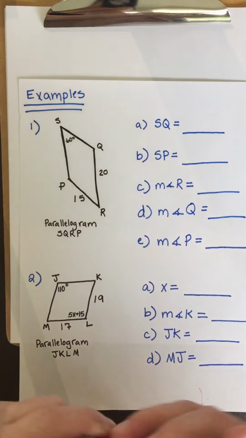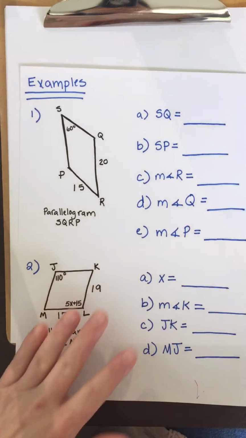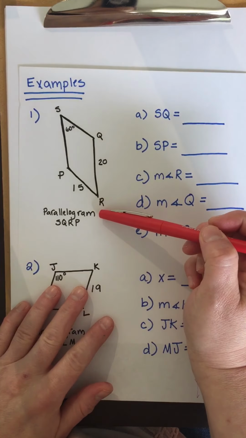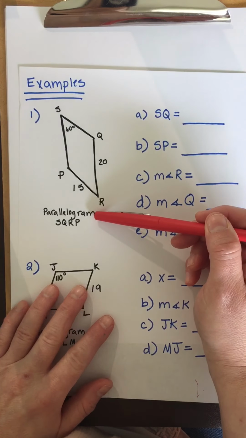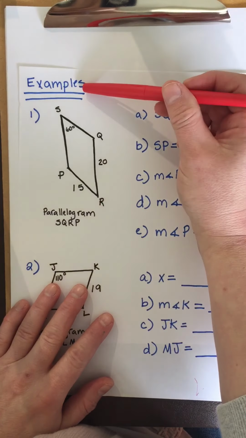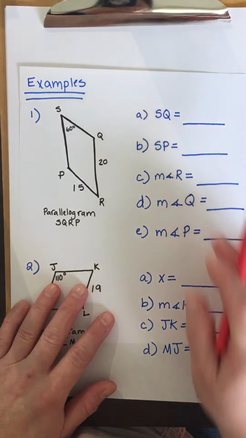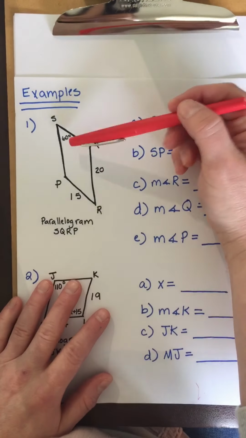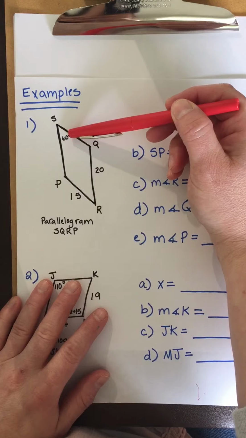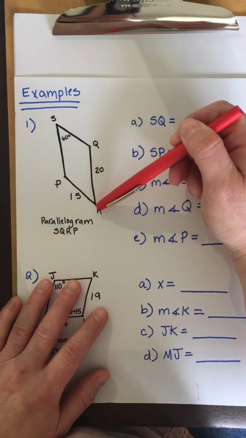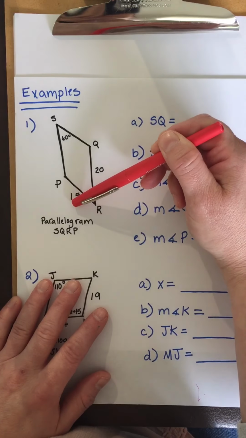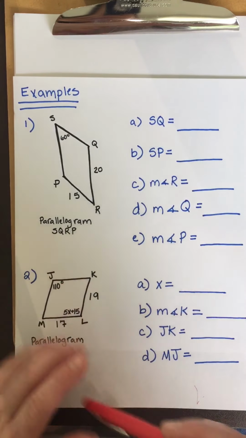All right, so let's look at this first one. It says that this is a parallelogram. I either need to see that the sides are parallel, or I need to see the word parallelogram, or it needs to be in the directions that it's a parallelogram, okay? They give us that angle S is 60 degrees, that QR, the length from here to here, is 20, and the length from here to here, PR, is 15 units. So let's see if we can answer these questions.